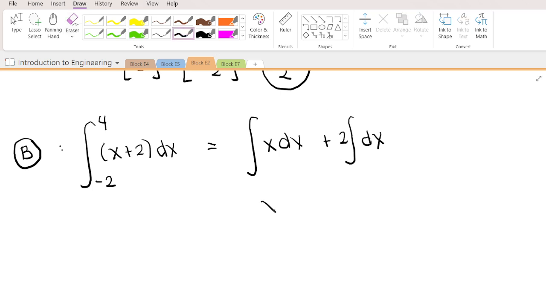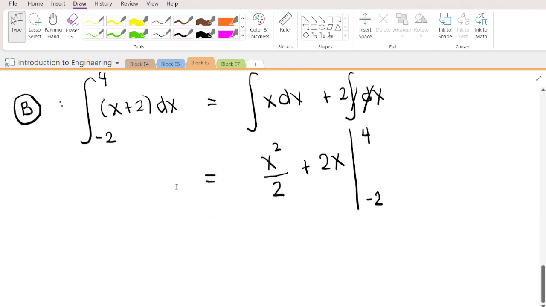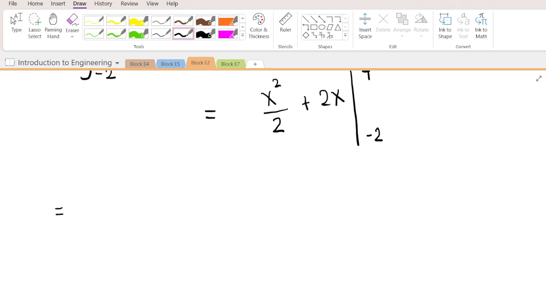So we have x squared over 2 plus 2x. So cancel, cancel. And then you write here the long bar on the right side, copying the upper and lower limits. So you apply the substitution process.